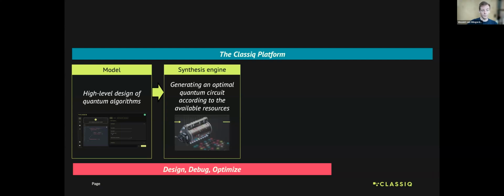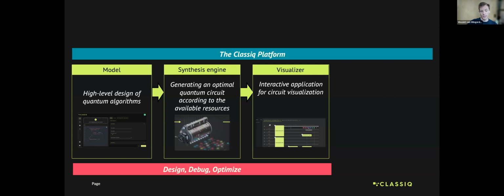So we go from our model, we synthesize it into a logical circuit, and then we have our visualizer. Our visualizer is basically an analytical application which allows you to see what does my logical circuit do? What functional blocks do I have? And how are my functional blocks implemented?